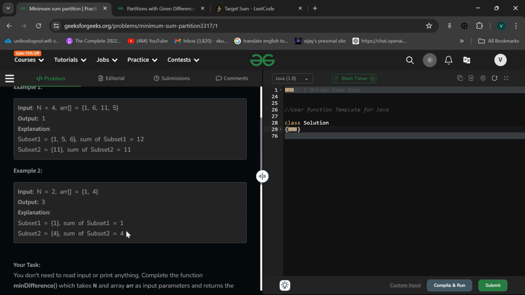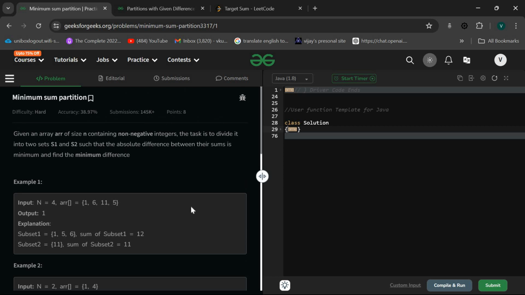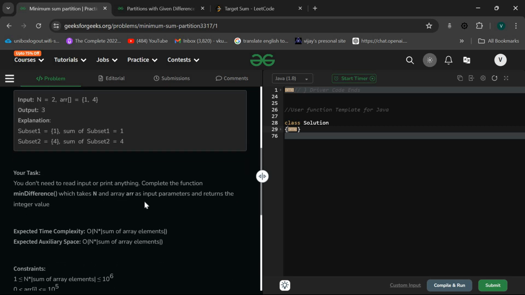One subset is S1 is 1 and S2 is 2. So the question says absolute difference. It does not mean that you are subtracting S1 from S2 or S2 from S1 in a fixed order. Absolute value means you can do S2 minus S1 or S1 minus S2. 4 minus 1 is equal to 3. That's why the answer is 3. So you need to answer like that.